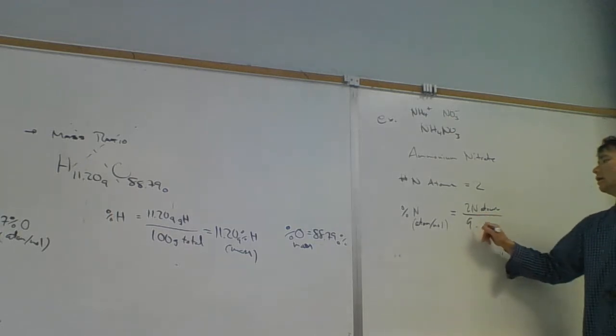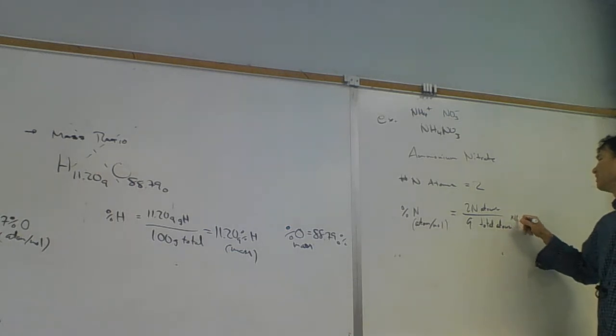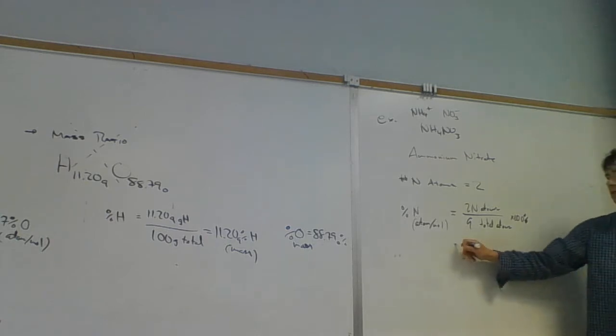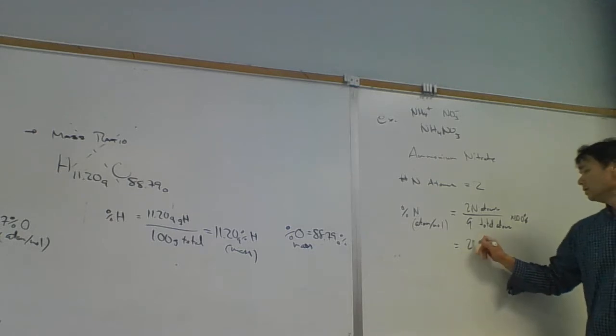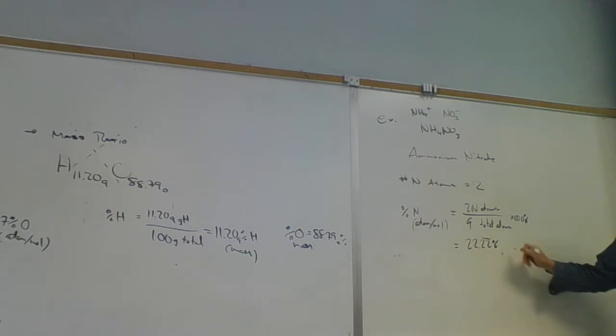9. 9 total atoms times 100%. And so the percent nitrogen in this is going to be how much? Two divided by 9 times 100. 22.22%. Actually, I can keep going on here. This is percent by atom, or mole of atom.